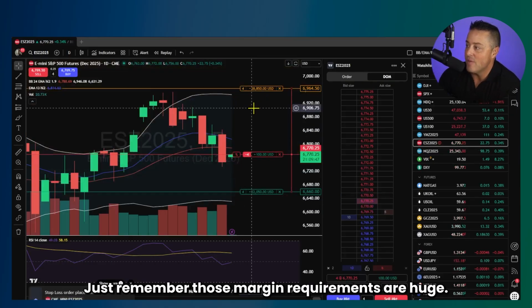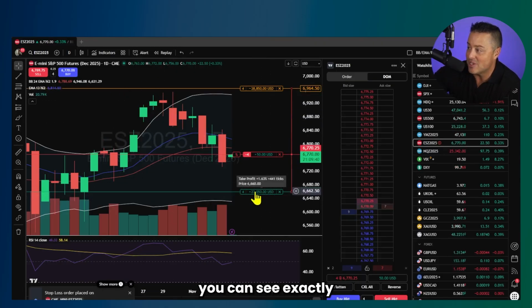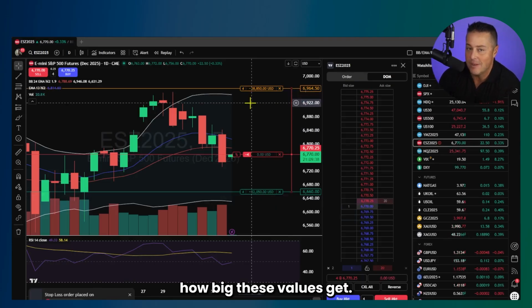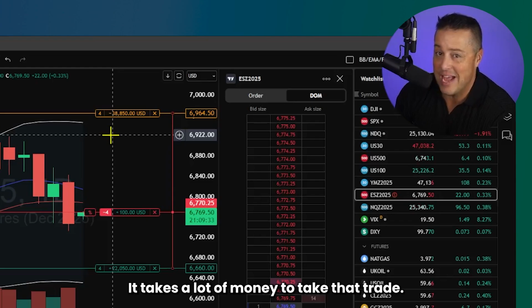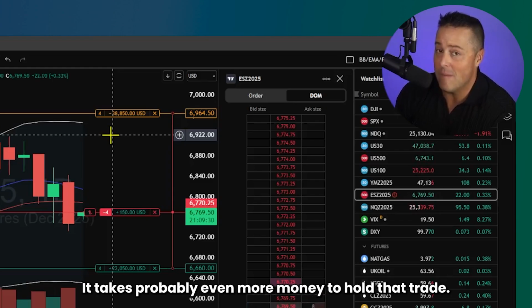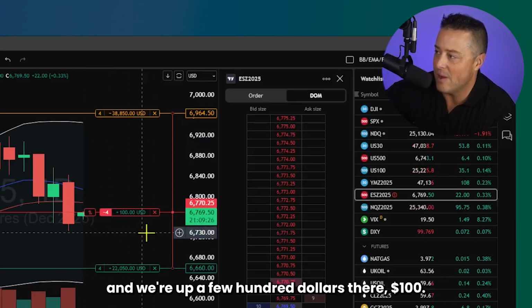Just remember, those margin requirements are huge. If we were going to actually put a swing trade on like that with just 4 contracts, you can see exactly how big these values get. That's the one thing I would really stress about futures. It takes a lot of money to take that trade. It takes probably even more money to hold that trade. As you can see, we just went a few ticks and we're up a few $100 there.